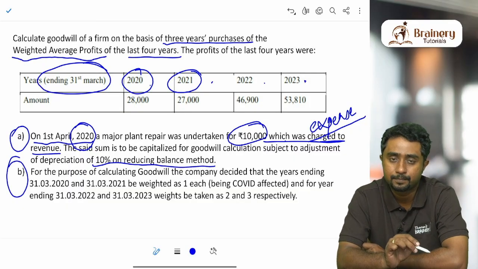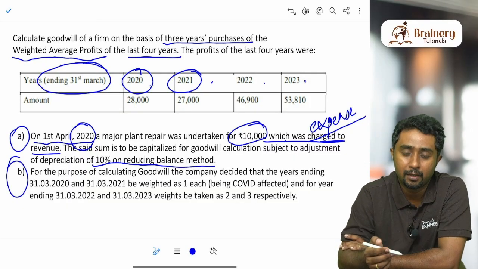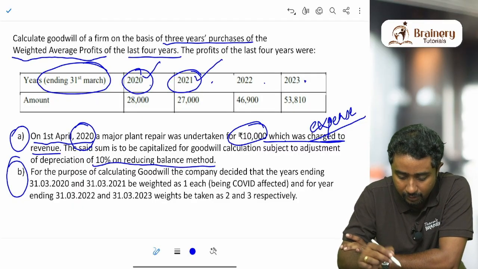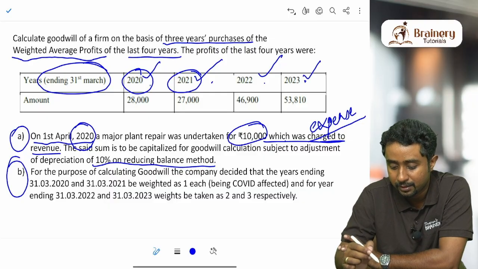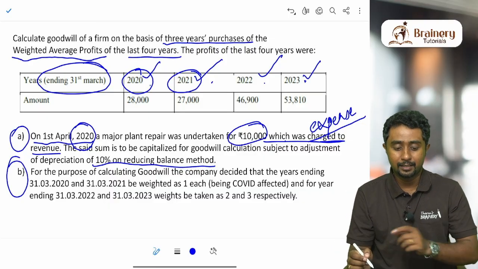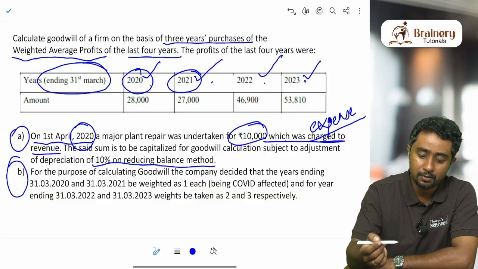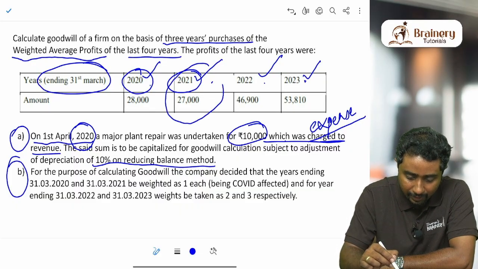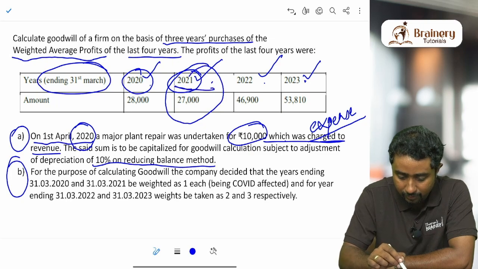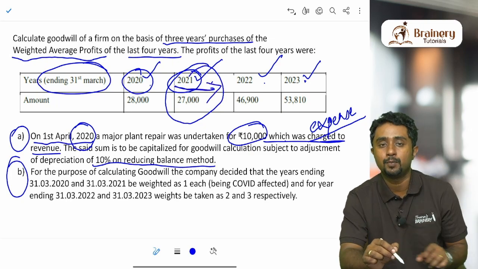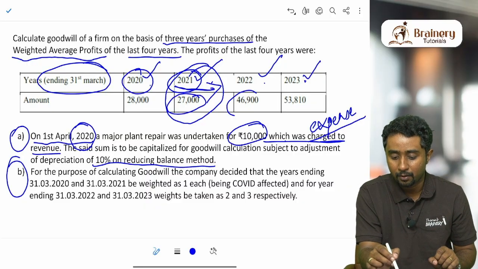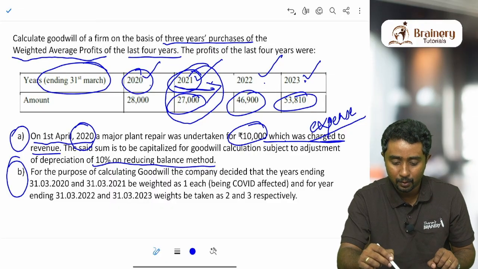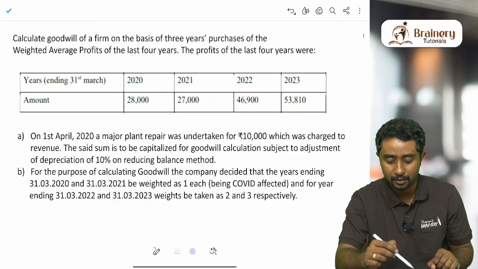It belongs to which year? If I ask you, does 1st April 2020 belong to the 2020 which is written here, the 2021, the 2022, or the 2023? This year starting 1st April 2020 ends on which date? 31st March 2021. That means the mistake they have made happened in this year. From this year onwards the impact of the mistake is there in all the profits that we have calculated. Why this year, 2021? How do I say that it is this year that we made the mistake?